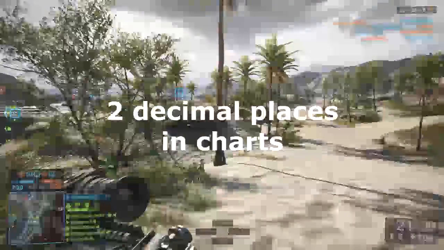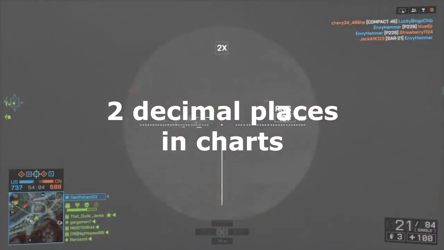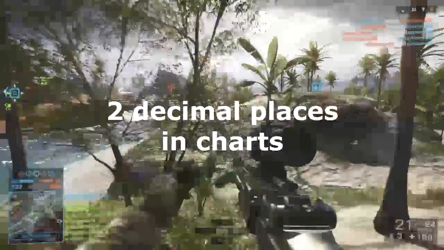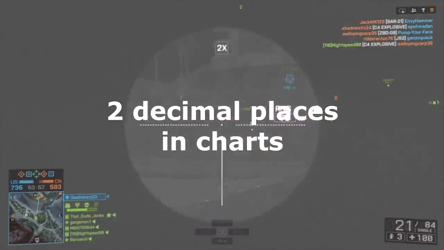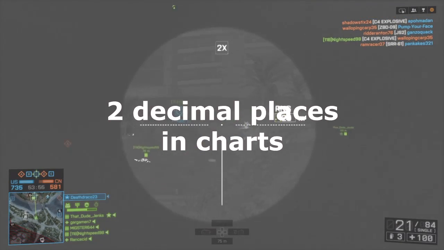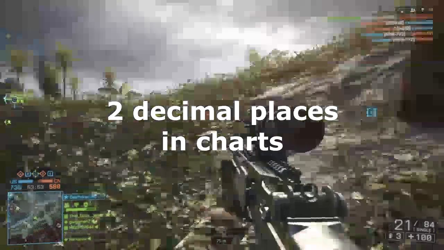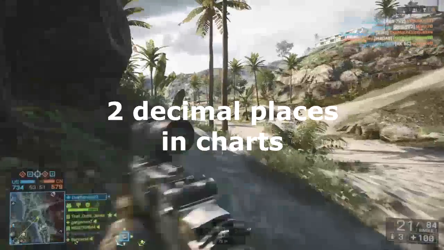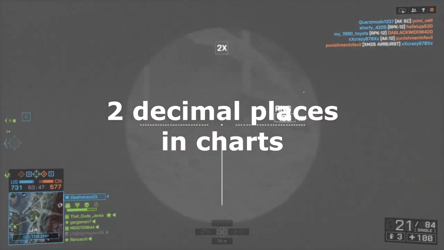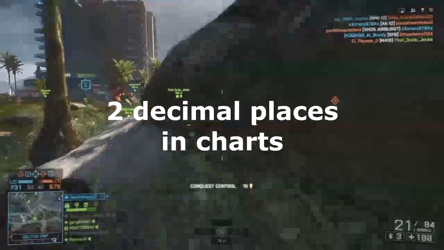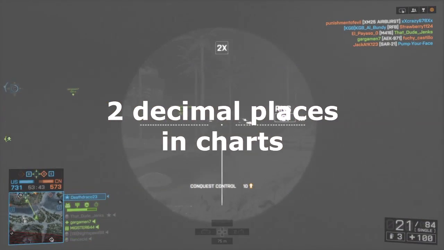Okay, number one, for measurements, use 2 decimal places. These measurements are the ones you got with your ruler or whatever you used to get that measurement, and you decided to put it in a chart. So remember, if you use a chart, put 2 decimal places.